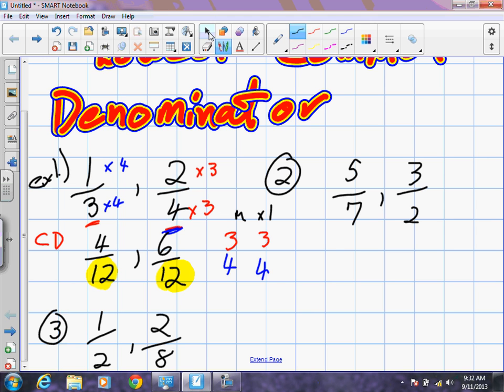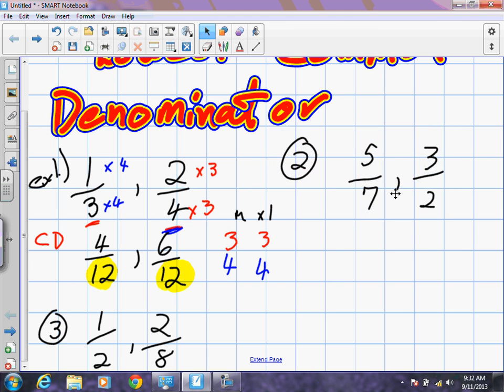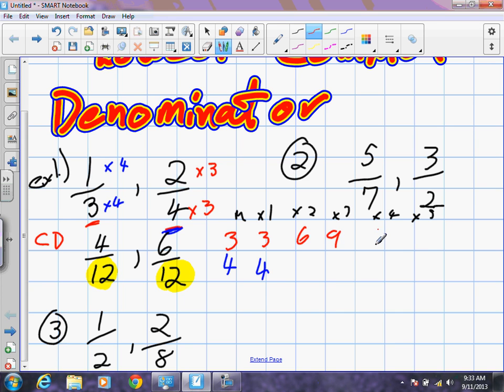I'm going to move this over just a little. We're going to continue this pattern over. So we multiply by 2, by 3, by 4, and even by 5. Okay? So we have to know our multiplication tables. 3 times 2 would give us 6. 3 times 3 would give us 9. 3 times 4 is 12. 3 times 5 is 15.